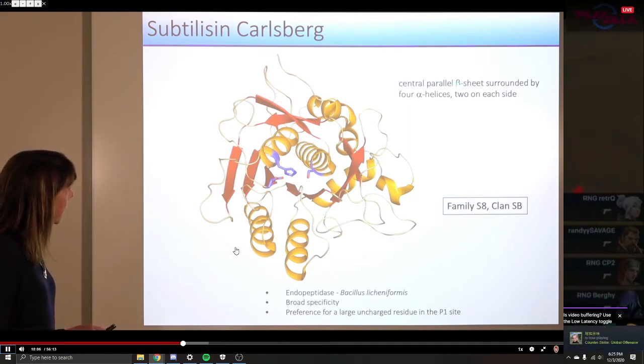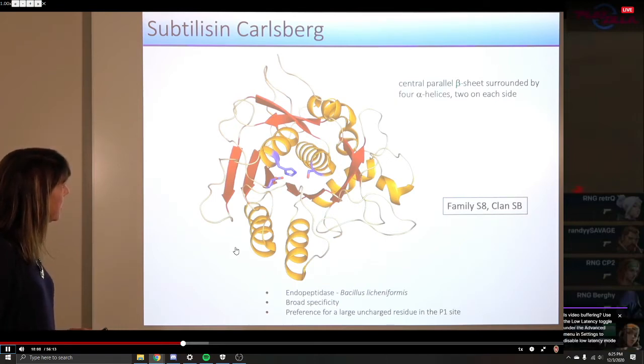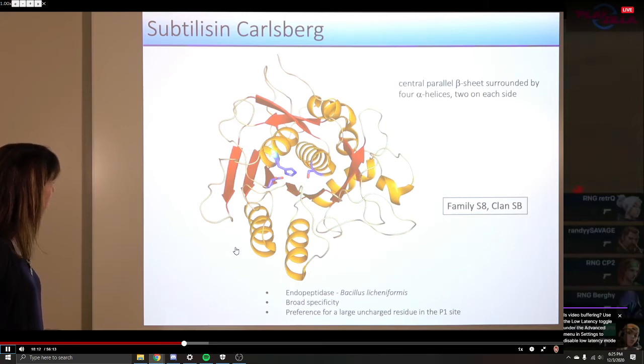So it's a central parallel beta sheet surrounded by 4 helices, 2 on each side. So here is your sheet. Right here, you have 2 helices on this side, 2 helices on this side. You have some more shrubbery in this. This belongs to the family S8, clan SB.